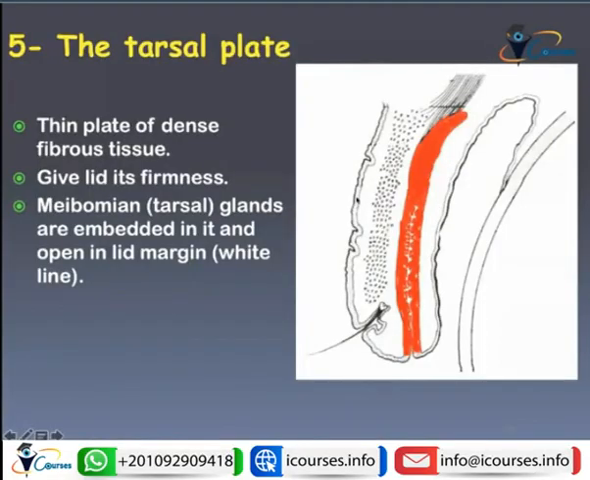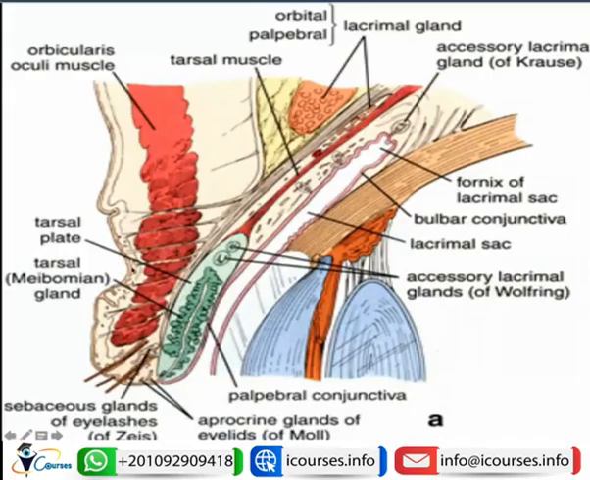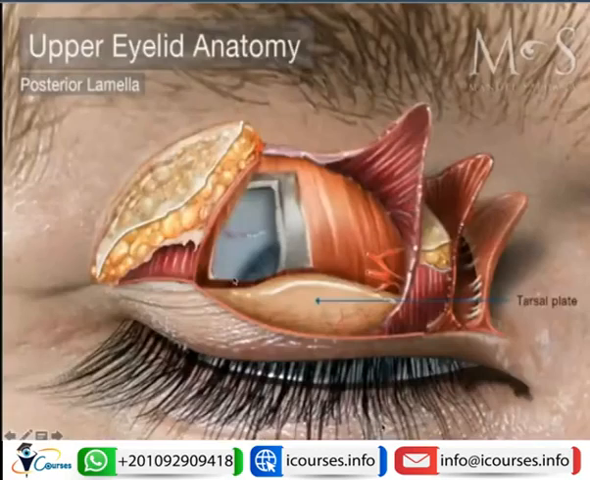So to summarize, we have different layers making up the lid. We have the skin, subcutaneous tissue, and muscle, which is the orbicularis oculi, and as you can see here, it is traversed by the levator palpebrae superioris fascia. So we have the skin, subcutaneous tissue, muscle, and the submuscular space. Then we have the tarsus, and finally the conjunctiva.